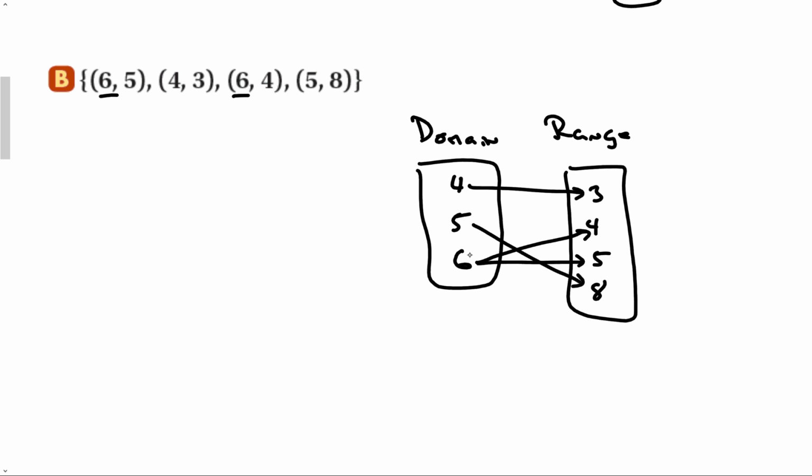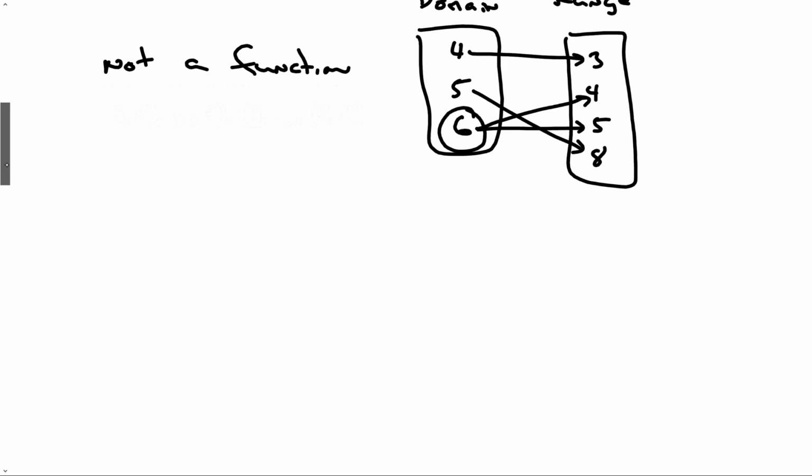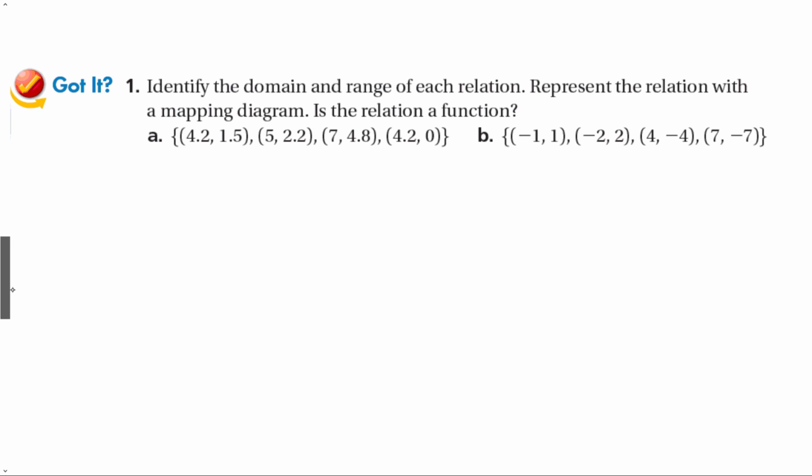Now you can see the 6 is going to two different values. So the domain value of 6 is getting mapped to two values in the range. And you can see that x repeats and it goes to a different number in the range. This is not a function. So when we compare domain and range, we always want to make sure that each element of the domain only happens once, and is only mapped to one element of the range.